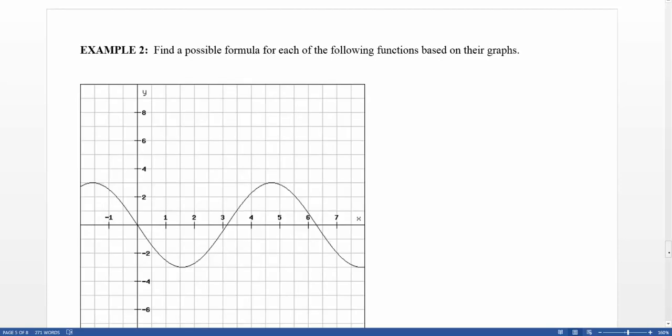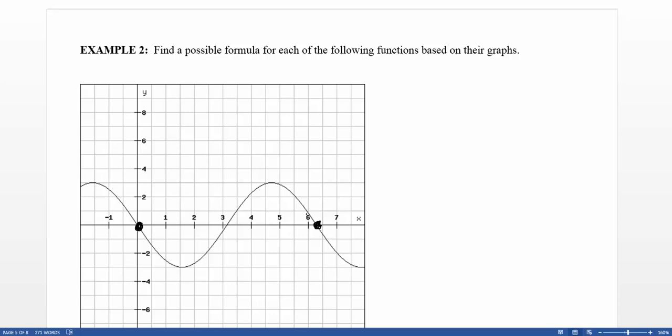Example 2. Find a possible formula for each of the following functions based on their graphs. So here, what we're going to do is look at this graph and try to make a good judgment call about whether it's sine or cosine, and then from there find things like the amplitude, the period, and the shift. If I look at the shape of this graph, I really want to consider what's happening starting at 0 and ending at roughly 2 pi, because that's where my graph starts to repeat. So I can see that the period hasn't been altered here, because it goes from 0 to a little bit past 6, which is what sine or cosine does.